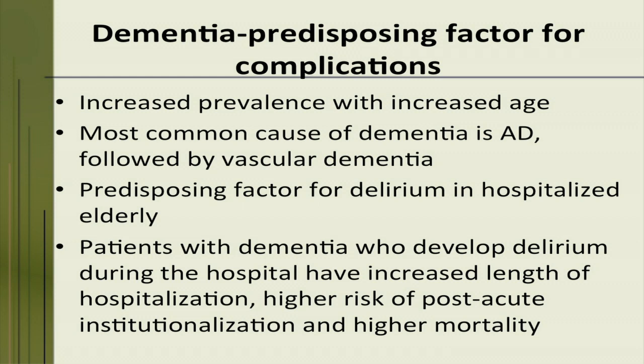As I mentioned before, dementia is a predisposing factor for complications. We know that dementia, mild cognitive impairment, its prevalence increases with age. The most common causes of dementia are Alzheimer's disease followed by vascular dementia. A predisposing factor, especially for people with dementia, is delirium in the hospitalized elderly. Patients with dementia who develop delirium during their hospital stay have not only an increased length of hospitalization, but they also have higher risks of post-acute institutionalization and a high mortality rate.